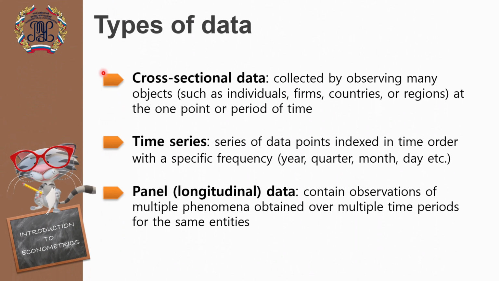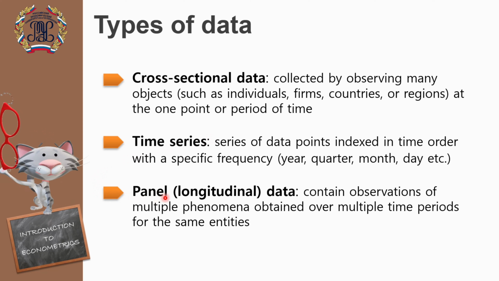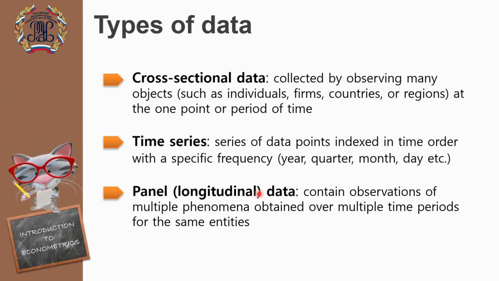Now let's take a look at the types of data. The first type is cross-sectional data. These are data collected by observing many objects such as individuals, firms, countries, or regions at one point or a period of time. The second one is time series. These are series of data points indexed in time order with a specific frequency. For example, a year, a quarter, a month, or a day. And finally, the third type is panel or longitudinal data. They contain observations of multiple phenomena obtained over multiple time periods for the same entities.